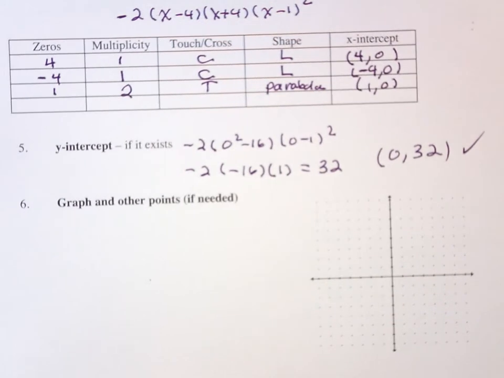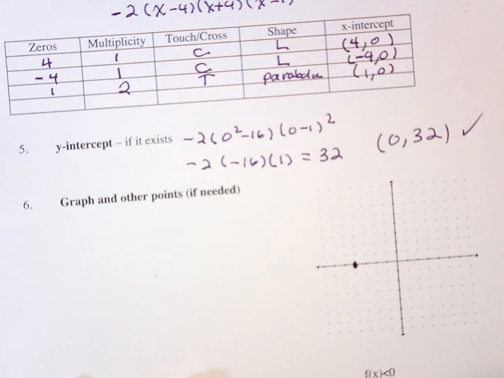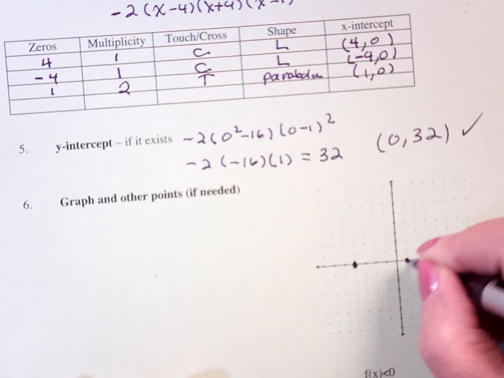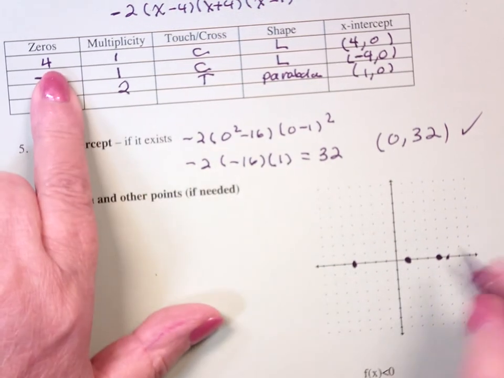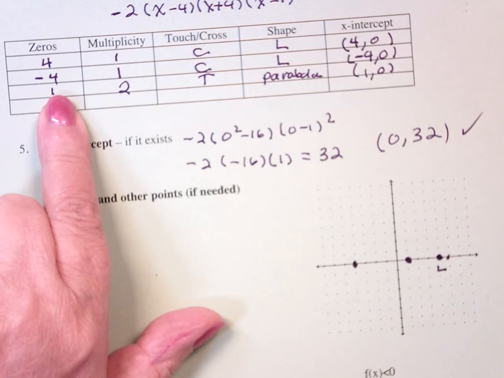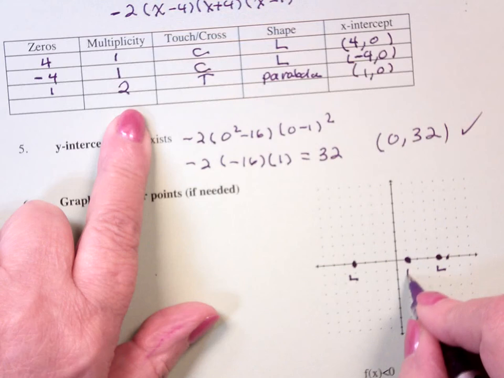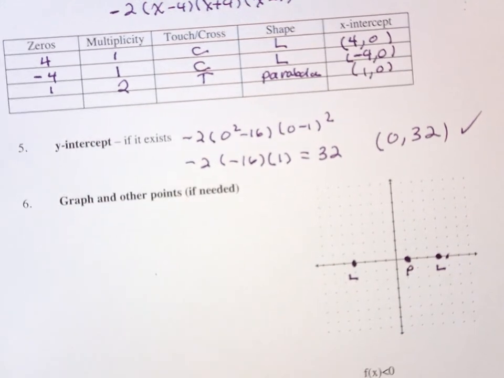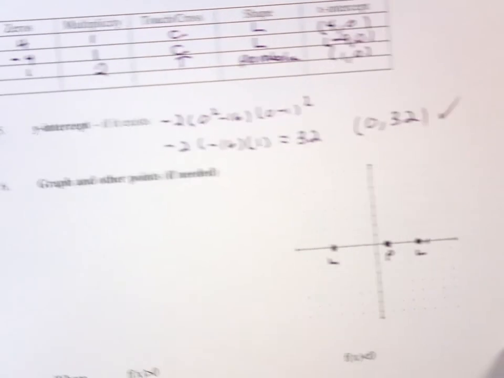Okay, so now we're going to graph him. With that information, we're going to graph. The x-intercepts are negative 4, positive 4, positive 1. Positive 4 is a line, negative 4 is a line, and positive 1 is a parabola. Now I'm going to ignore the y values.